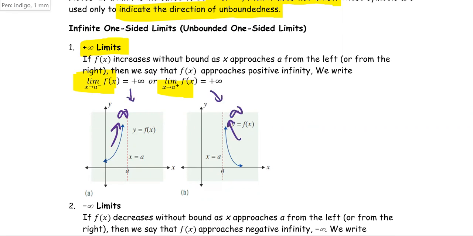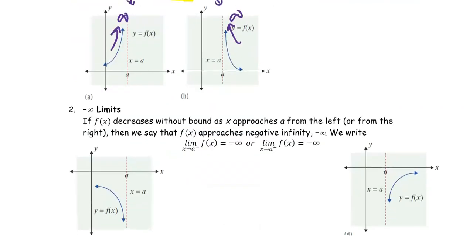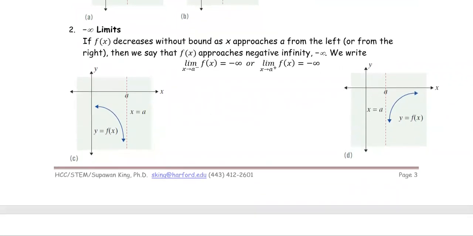So the symbol limit f of x as x approaches a from the left equals positive infinity can be represented by the graph on the left, and the limit f of x as x approaches a from the right equals positive infinity can be represented by the graph on the right-hand side. Second case, negative infinity limit.